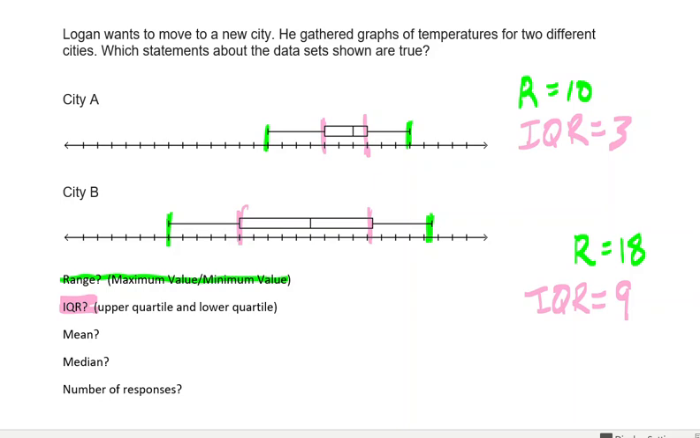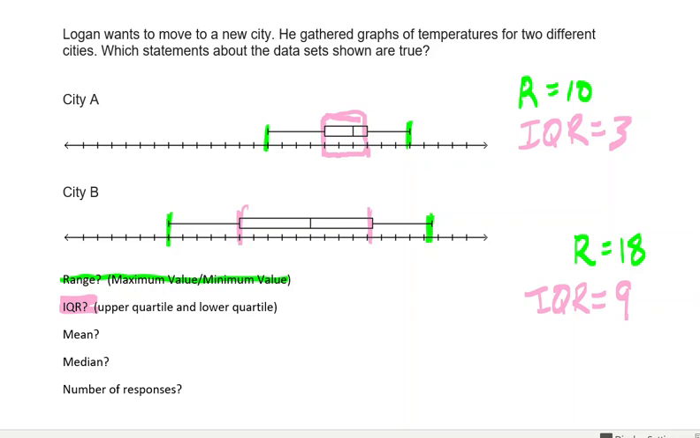There's more extremes, upper and lower extremes. Whereas in city A, you've got 50% of your data that's clustered around the median, all within 3 degrees. In city B, that 50% falls 9 degrees apart. So city A has much more consistent temperatures. There's less spread. There's less variability.